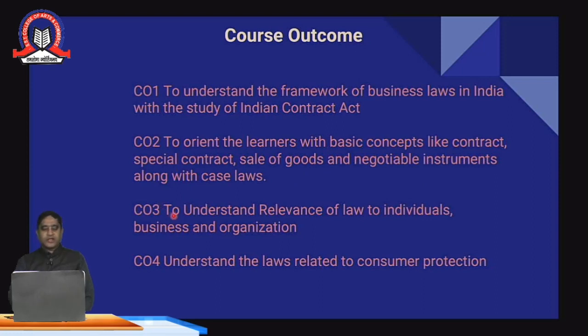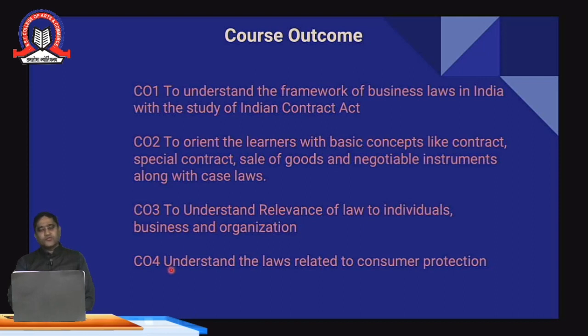Under course outcome 3, the students will be able to understand the relevance of the law to individuals, whether we are learning with the outdated laws and the new laws which have been made. Students will also be learning about the amendments in the different laws, whether in the Indian Contract Act, the law of indemnity, or the Negotiable Instruments Act 1881.